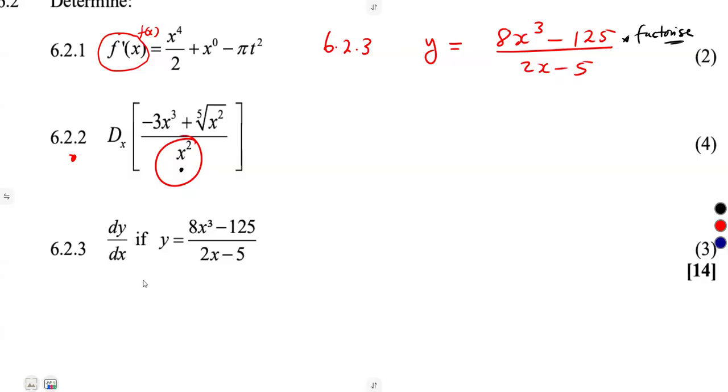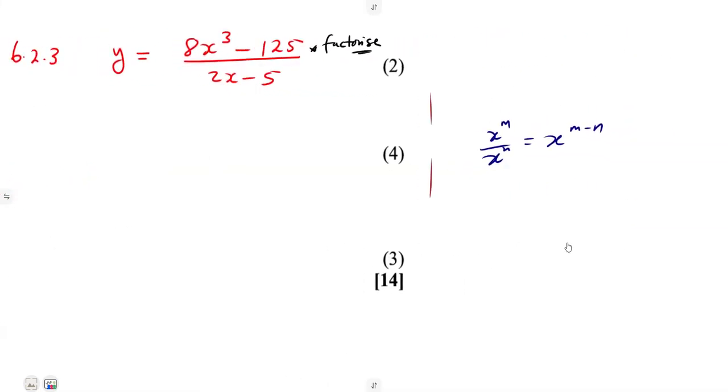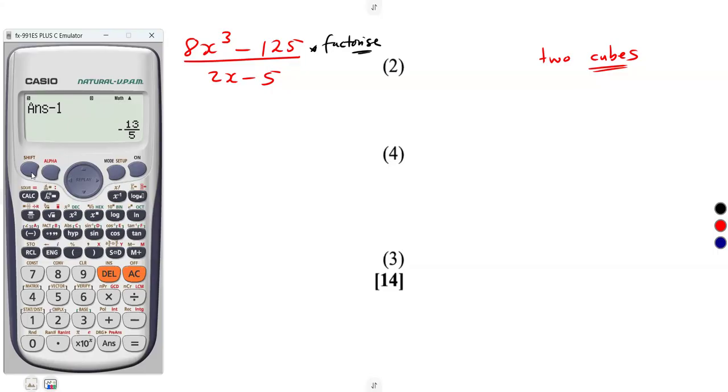So we're asked to find dy dx from there. So how can we factorize this? If we check it properly, we're going to see this is a difference of two cubes. 8 is a perfect cube. x cubed, 125, it's also a perfect cube. If you check the cube root, you can also verify from your calculator. The cube root of 8 is 2. So it means 8 is a perfect cube. And the cube root of 125 is 5.